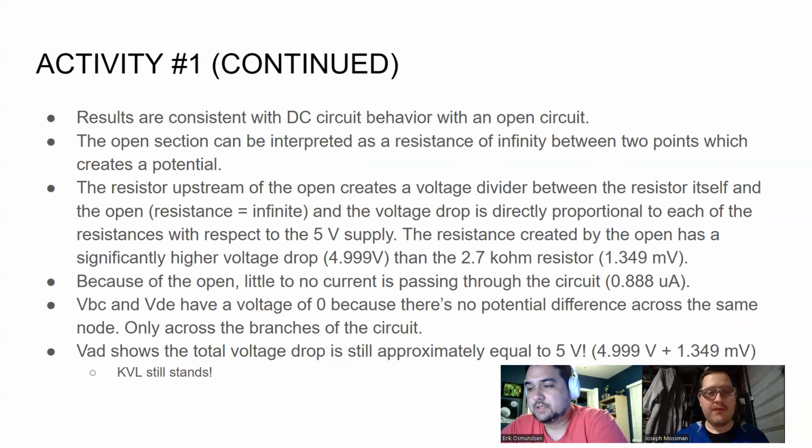Because of the open, little to no current is actually passing through. We had 0.888 microamps, and the VBC and VDE has a voltage of 0 because there's no potential difference across the same node. VAD shows the voltage drop is approximately equal to 5 volts, so KVL still stands.